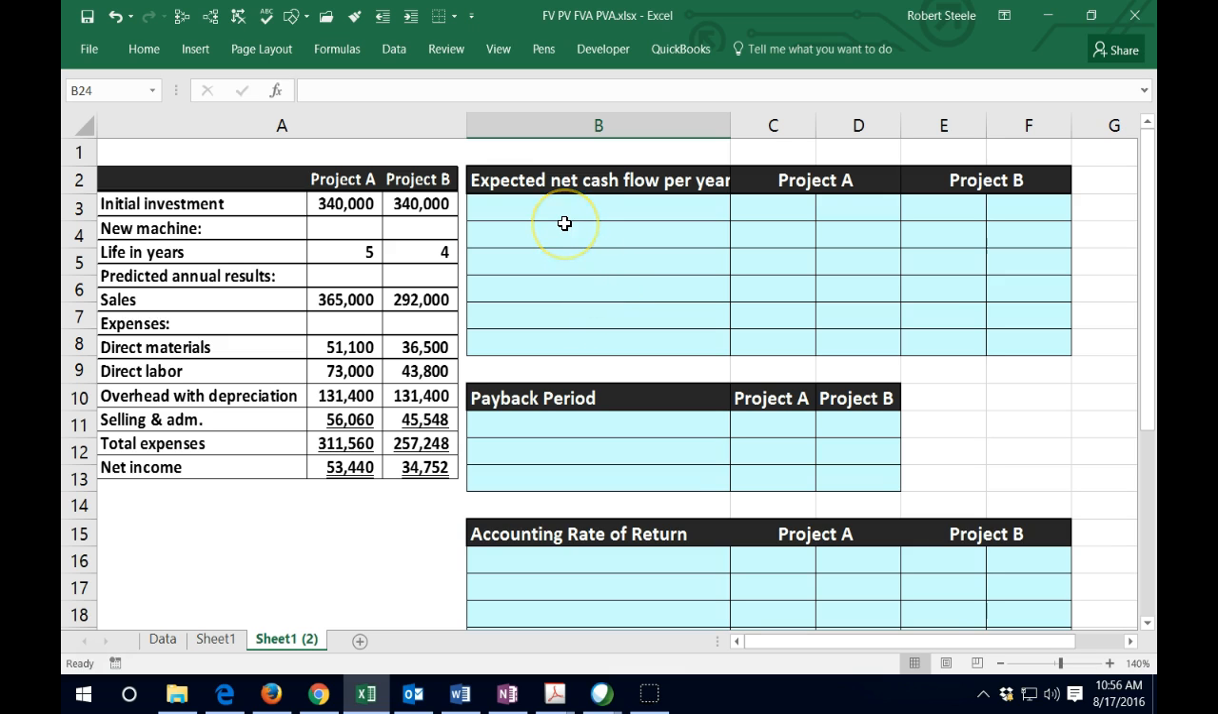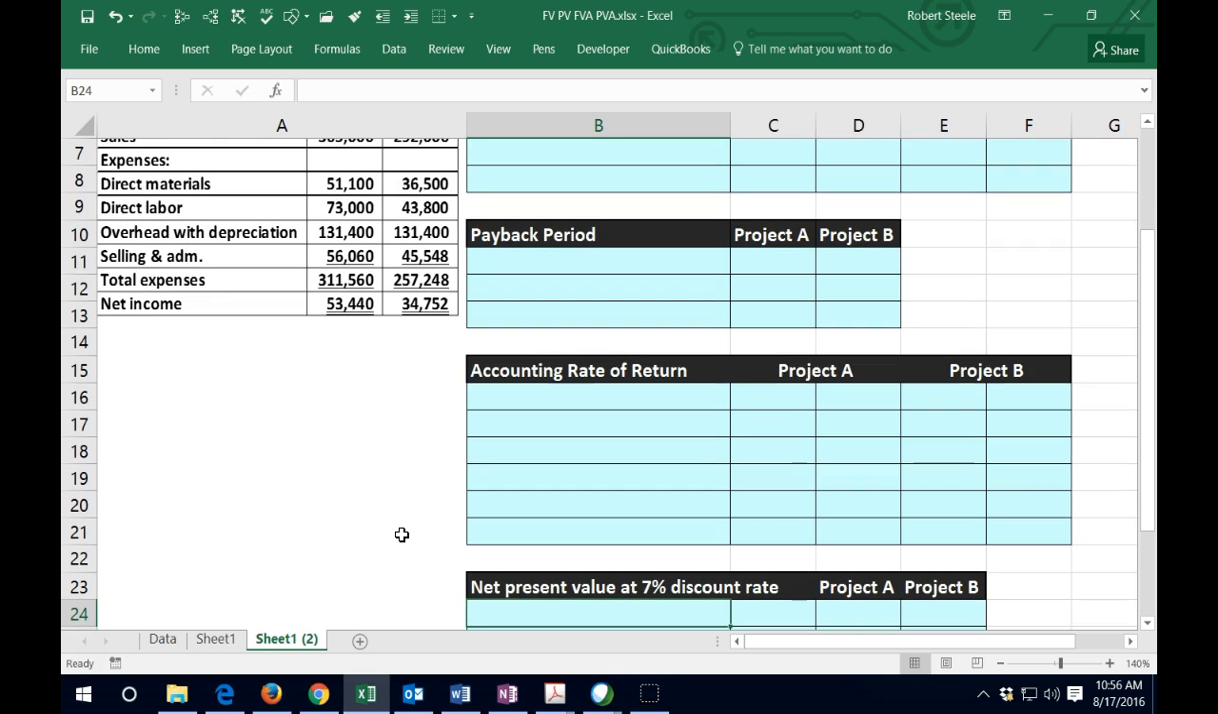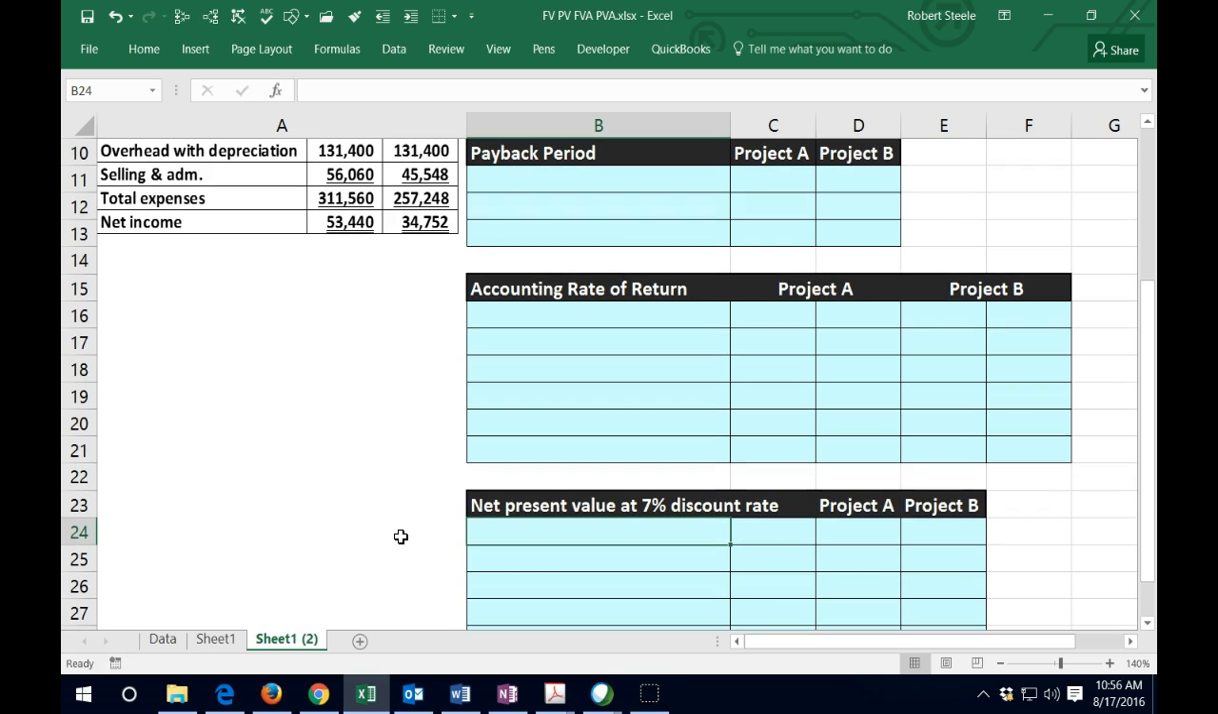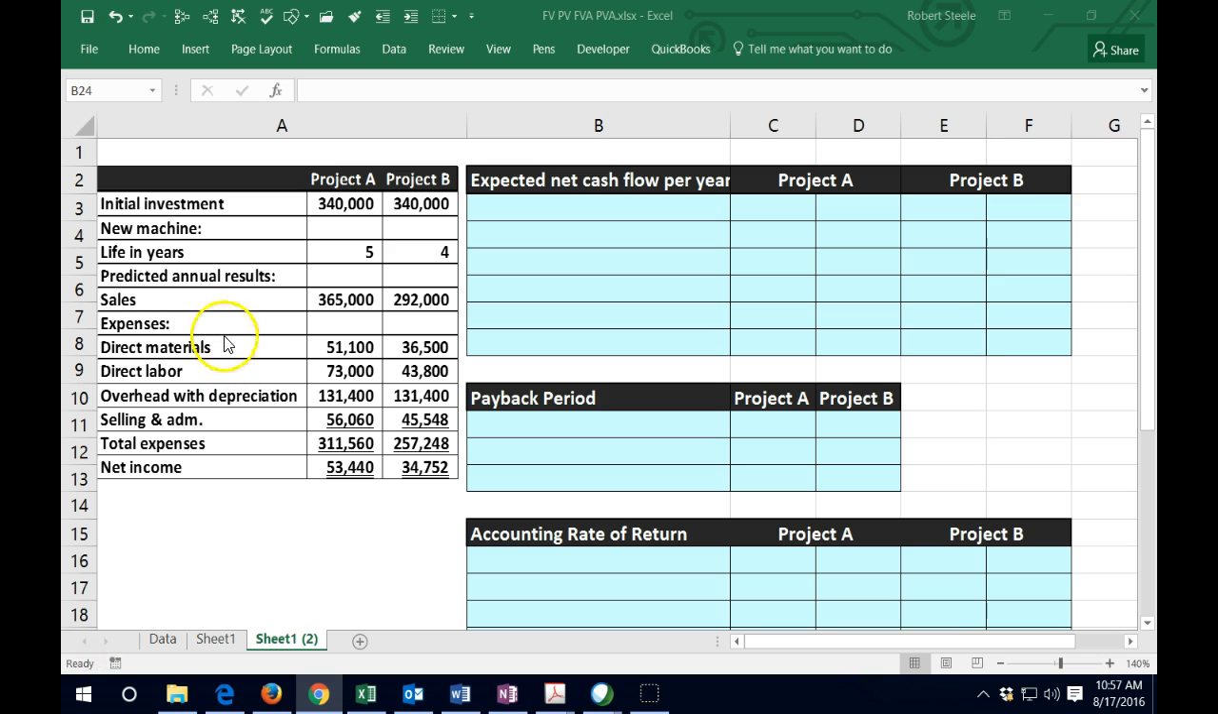First we're going to calculate the expected net cash flows. Then we'll calculate the payback period, the accounting rate of return, and the net present value at a 7% rate of discount. So the data's on the left-hand side here. We have the initial investment. Basically, we are thinking about investing in machinery.